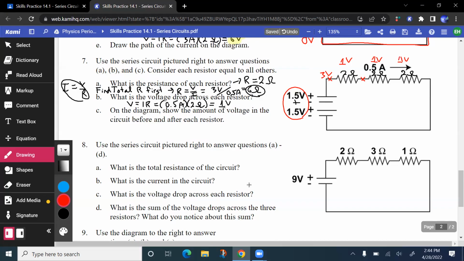Okay, so that means if I drop 1 volt, I'm down to 2 volts here. If I drop another volt, I'm down to 1 volt here. And if I drop 1 more volt, I'm down to 0, which connects us to the negative end of the battery, which is 0 volts here.